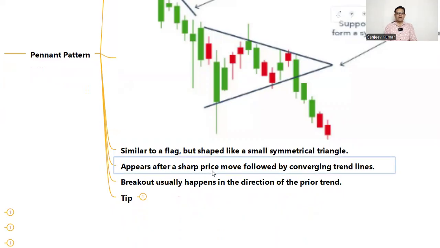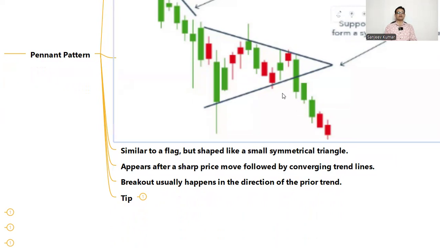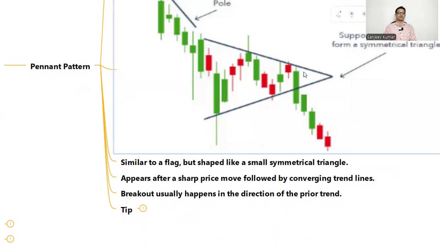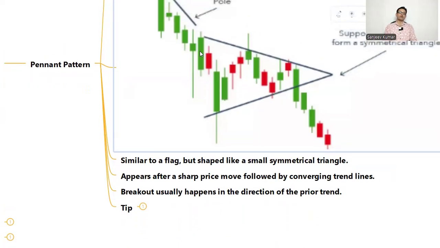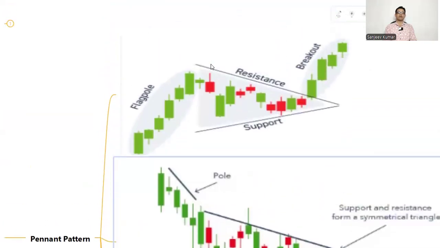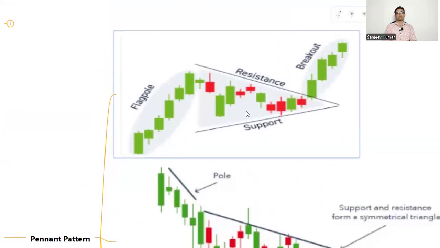It appears after a sharp price move followed by converging trend lines. This is the converging trend line. Breakout usually happens in the direction of the prior trend. Here the prior trend was a downtrend, and here the prior trend was an uptrend.